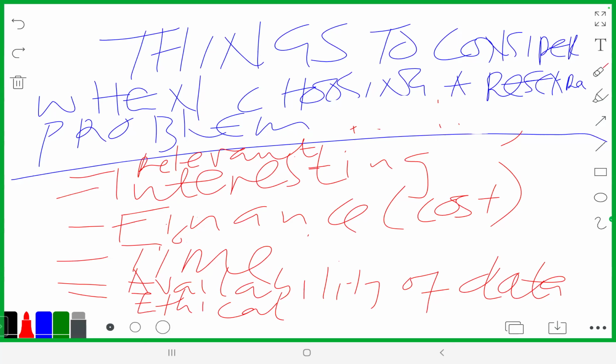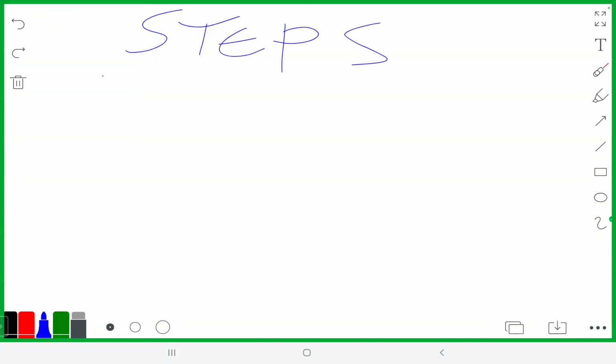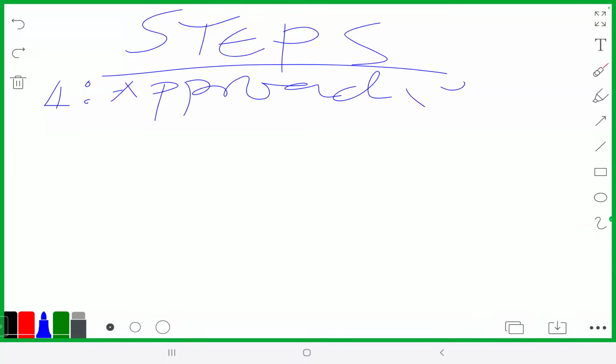Then now, how do you choose? What are some of the steps that you can follow to come up with a topic? The easiest that you can do is approach your lecturers, your professors, your researchers. When you approach your professors or your lecturers, most of these people are always researching, yeah? So they always have topics.